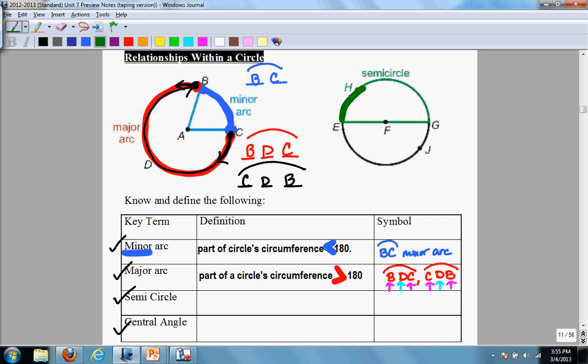Semicircle, of course, means half a circle. So sweep over here and darken it. A semicircle is simply half of a circle, or an arc which equals 180 degrees exactly. That's a semicircle. Semi meaning half.